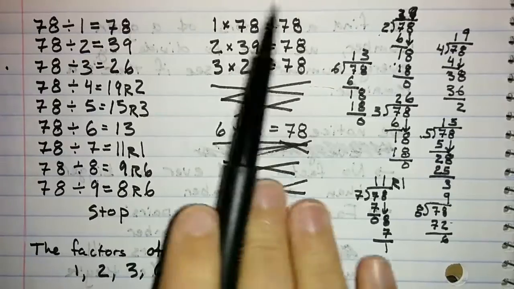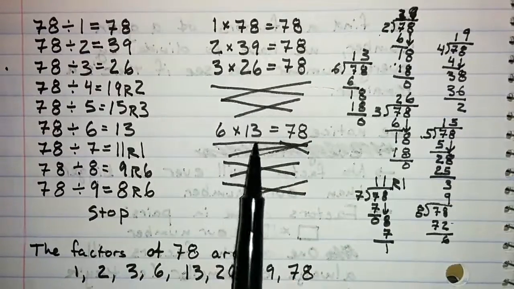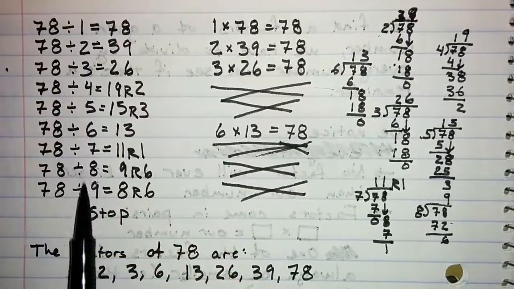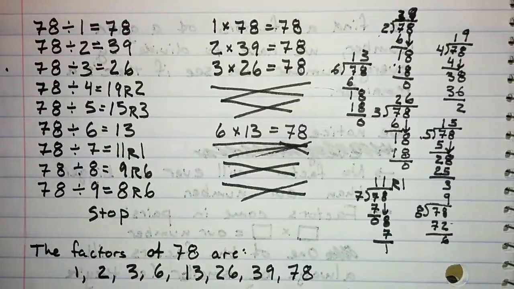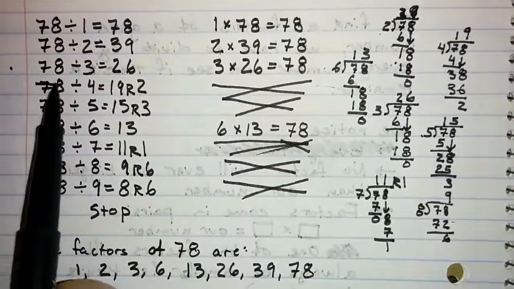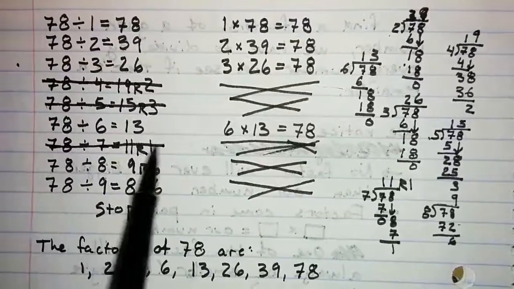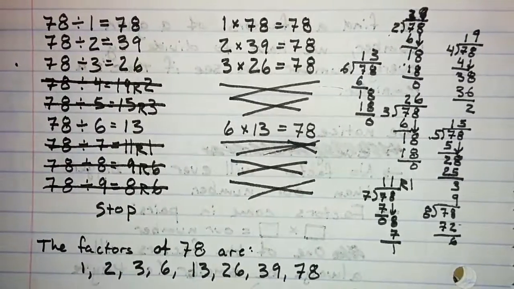Now, if you don't want to make this list of multiplication facts, notice that you could read this list off of just your list of division. If you're not writing down the multiplication, cross off the rows where you got a remainder so that you don't mistakenly think that, for example, 7 is a factor of 78.